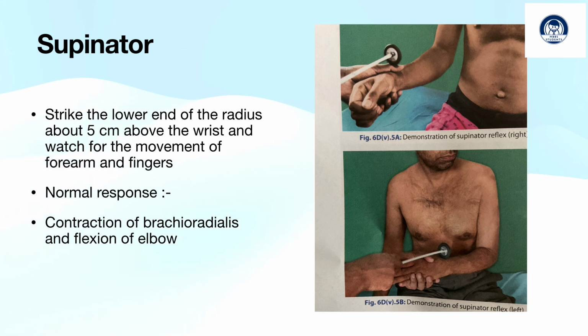Supinator reflex. Strike the lower end of the radius about 5 cm above the wrist and watch for the movement of forearm and fingers. Normal response: contraction of brachioradialis and flexion of elbow.